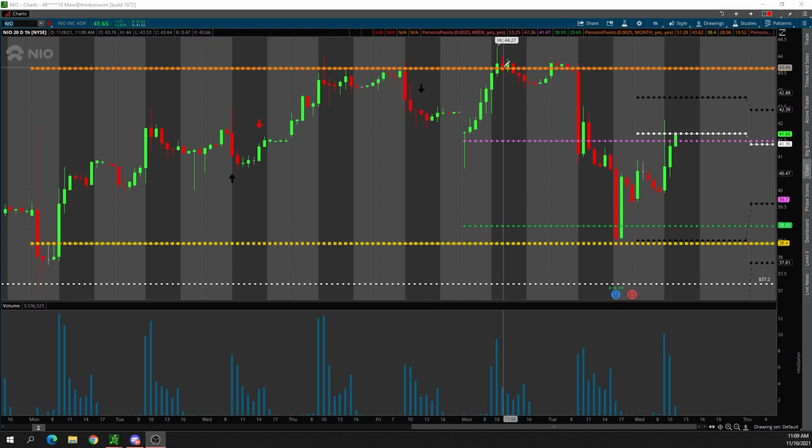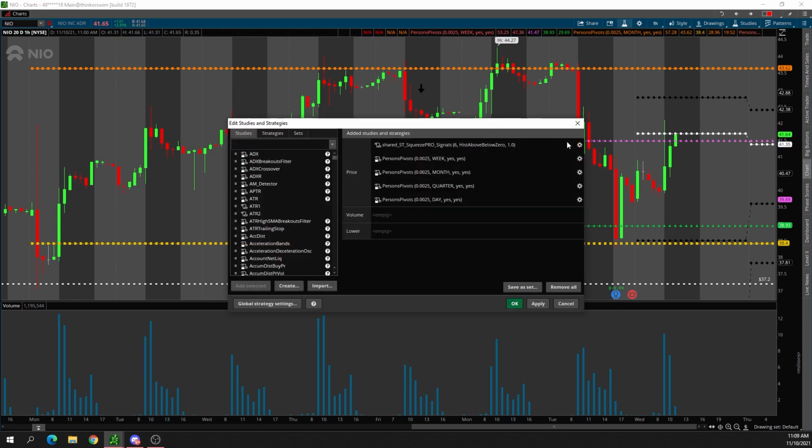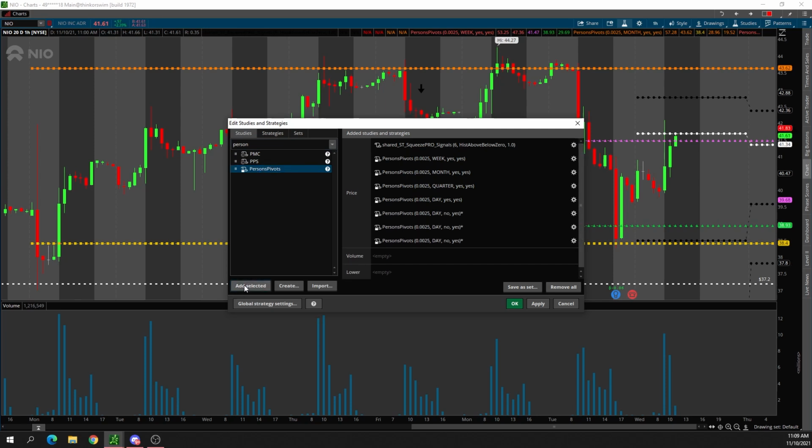Now, the way that you are going to set up your Pearson's pivot: if we go on over to edit studies, right here where you can search all of the studies, you are going to type in Pearson's pivots. Then you're going to click add, and select it 4 different times, because we're going to be using 4 different Pearson's pivots.